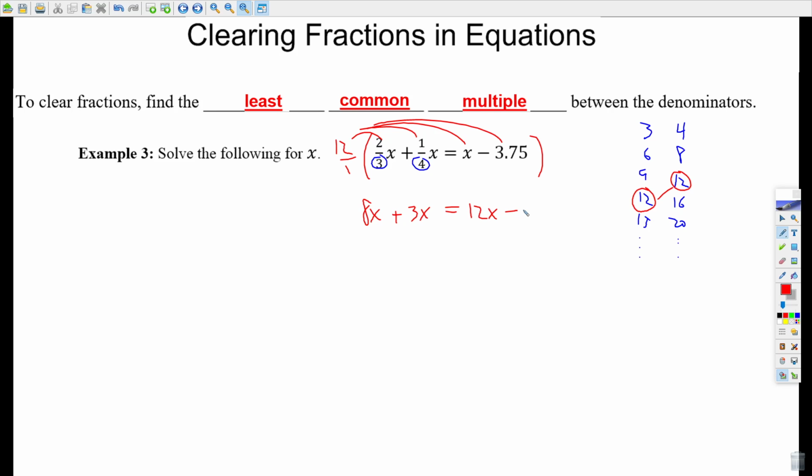And you multiply them together. So it's 12 times 3.75 should be 45. So no decimals anymore, actually. All right, we can combine like terms on the left-hand side and put them together to get 11x equals 12x minus 45. Let's go ahead and move the 12x to the other side by subtracting 12x. That would give us a negative 1x equals negative 45. And just divide by our negative 1. So x equals 45.